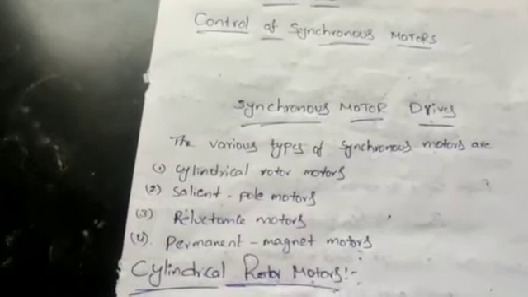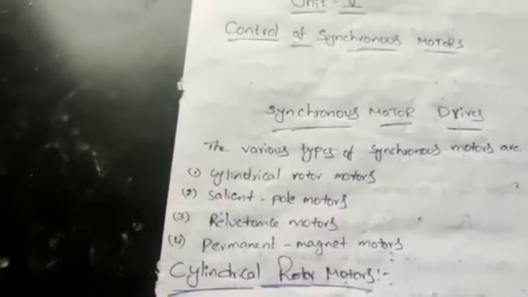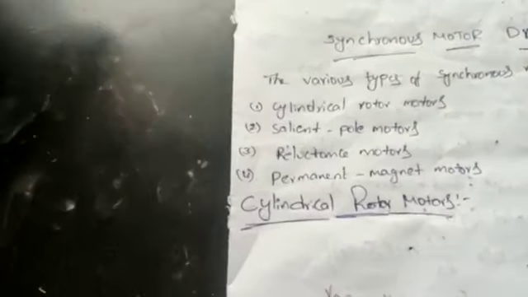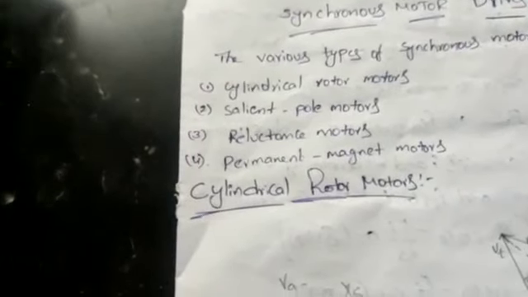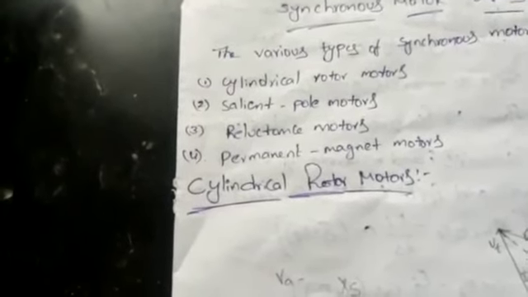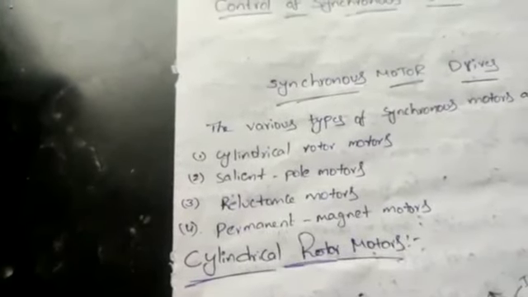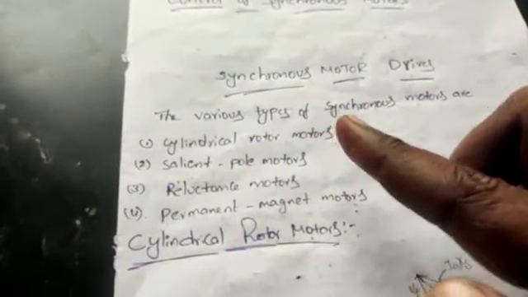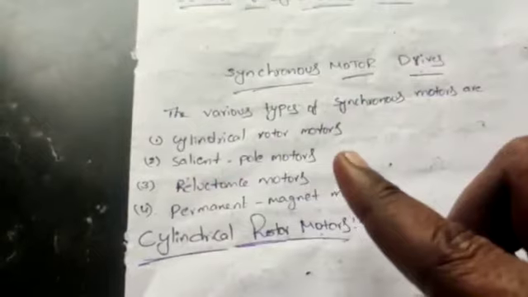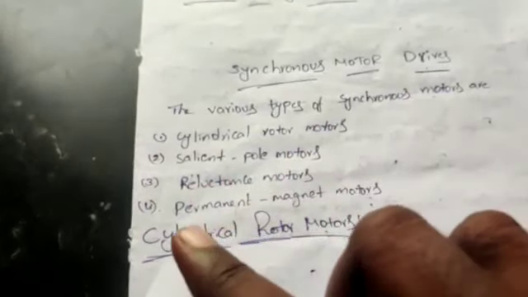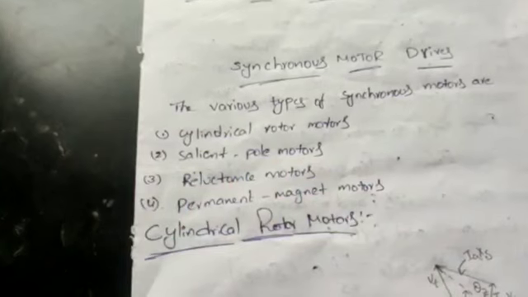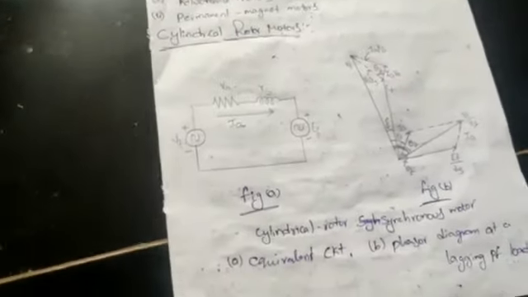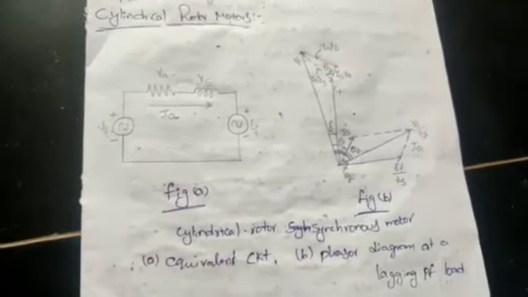Power factor of synchronous motors can be controlled by varying its field current. For speed control of synchronous motors, both inverters and cycloconverters are employed. The various types of synchronous motors are cylindrical rotor motors, salient pole motors, reluctance motors, and permanent magnet motors. First one, cylindrical rotor motors. These motors have uniform air gap.